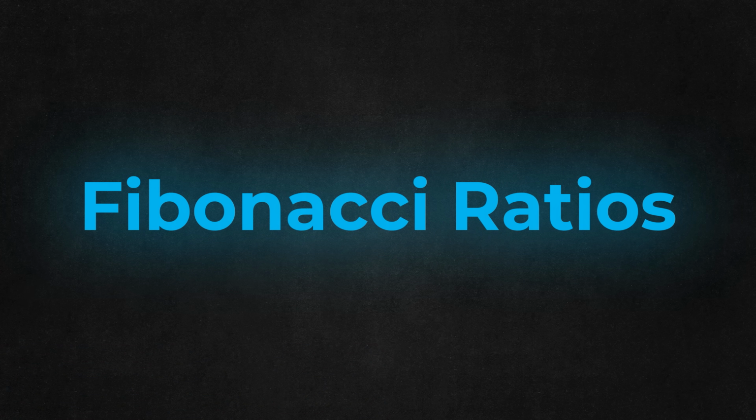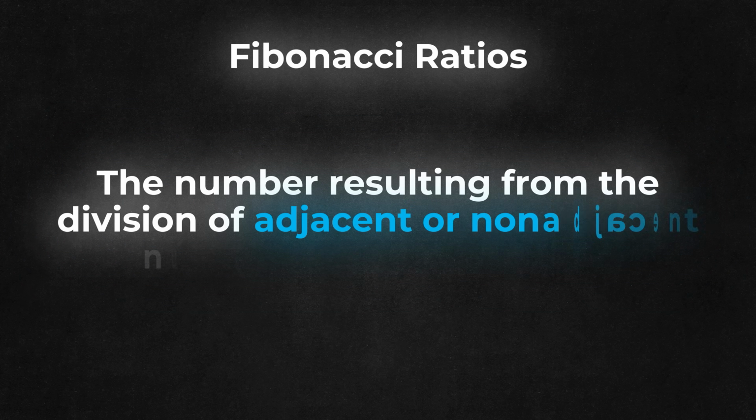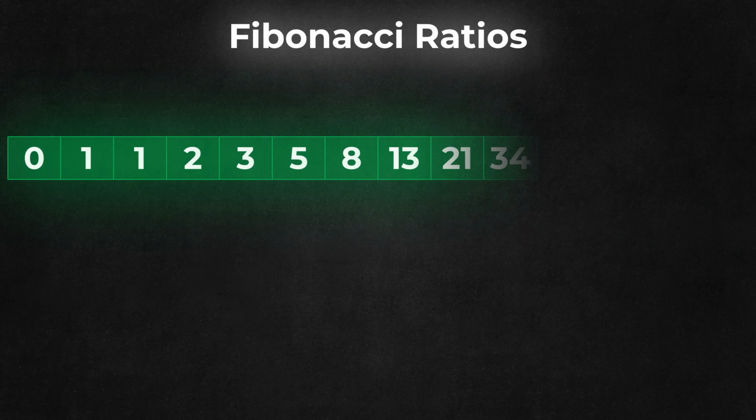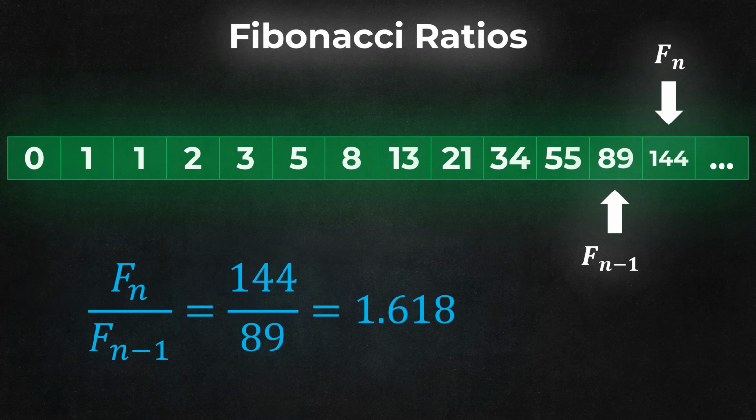The Fibonacci sequence begins to draw the interest of traders when we look at what are called Fibonacci ratios. These ratios are discovered when we divide adjacent or non-adjacent numbers in the sequence. For example, let's take two adjacent numbers in the Fibonacci sequence and calculate the ratio between them. We'll consider the two adjacent numbers 144 and 89. If we plug these numbers into the Fibonacci ratio formula, the result will be 1.618.